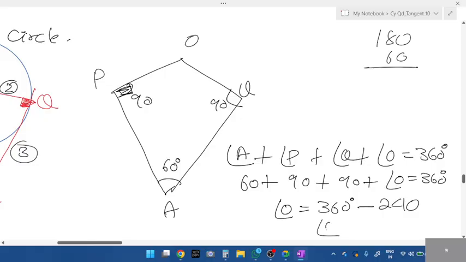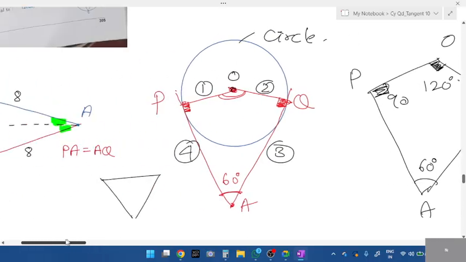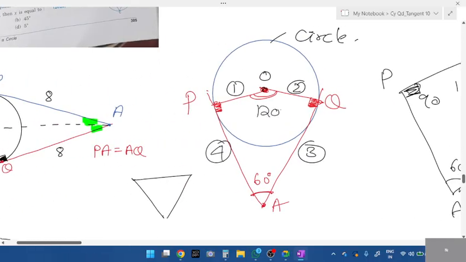240. Then what is angle O, students? What's the value of angle O? 360 minus 240, 120 degrees. Understood, all of you? How to find 120? It's a separate concept, the quadrilateral concept. Now we are going to merge quadrilateral and circle together, 120 degrees.